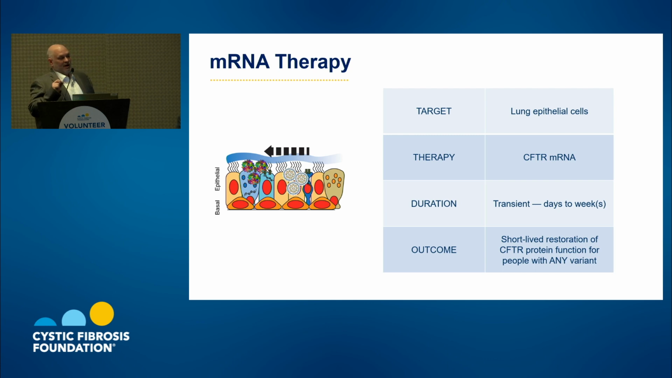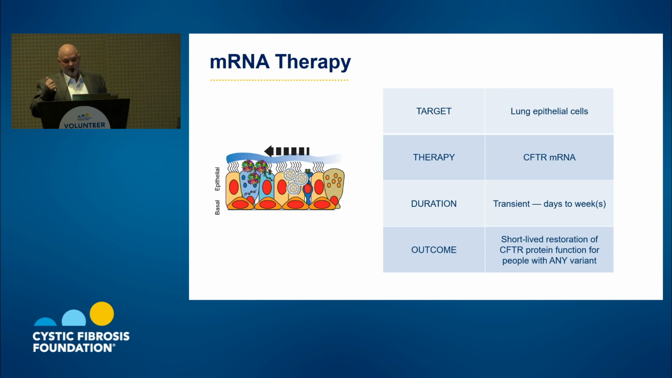That messenger RNA, as Kara had said, the advantage of doing that is we can make thousands and thousands of copies of CFTR off one messenger RNA molecule. So we only need to get a few of those into the right cells to make enough protein where we can get function. So this is really one of the chief advantages of using a nucleic acid-based therapy versus a protein-based therapy. And you can see that we think about this, the initial targets will be lung epithelial cells.